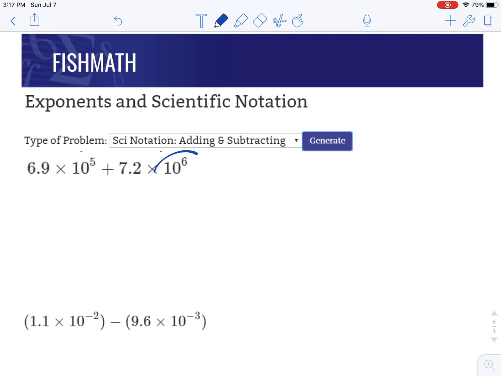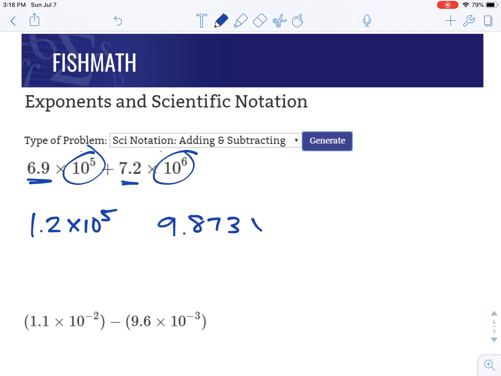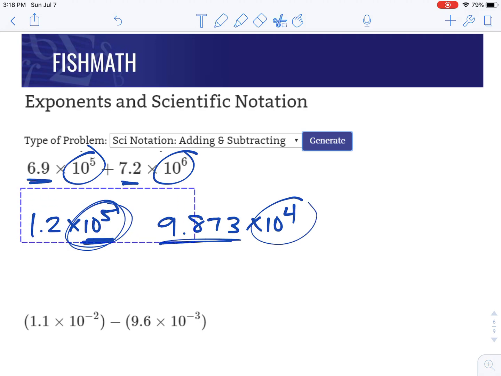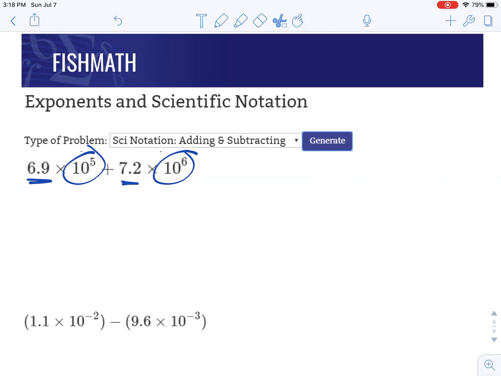If you look at the powers of 10, that always tells you which one's bigger, because these numbers will always be less than 10. So if it's times more tens, it'll always be a bigger number. Even if it's like 1.2 times 10 to the fifth, that's bigger than 9.873 times 10 to the fourth, because this has more tens, and that's obviously less than 10. So this is more powerful than 10 to the fourth. Not super important to do when adding, but it's good to keep in mind which number is going to be bigger.